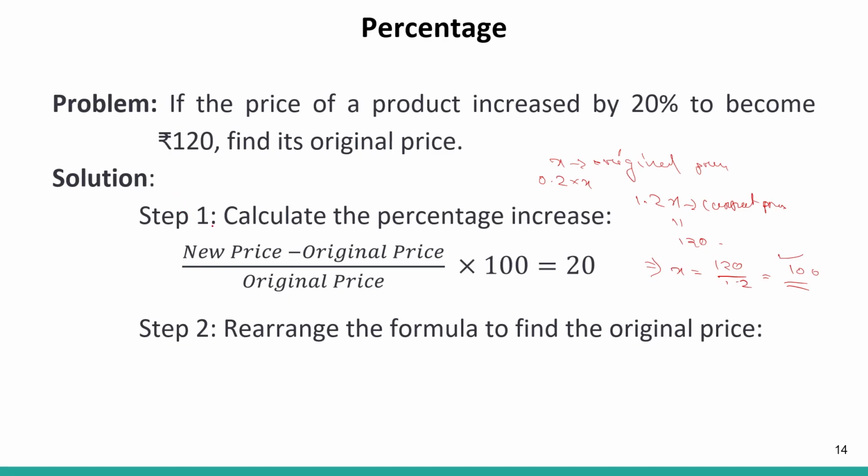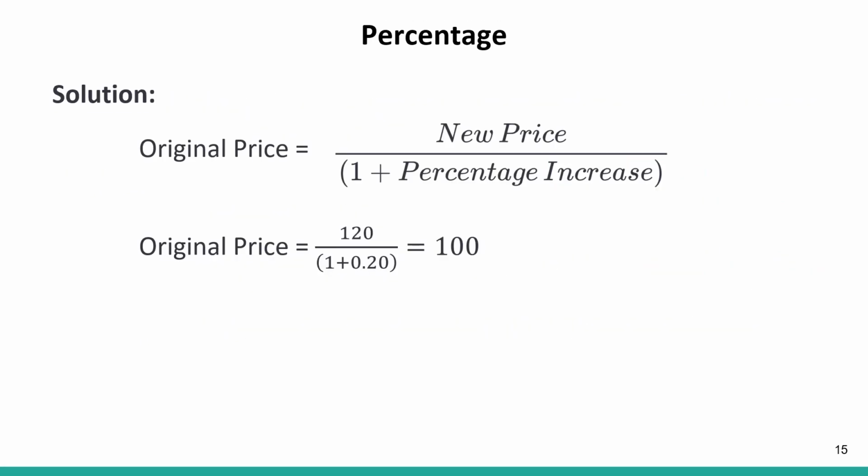So step 1, we calculated the percentage increase: new price minus original price, divided by original price, into 100, is equal to 20, because it became 120. Now rearrange the formula to find the original price. Original price is equal to new price by 1 plus percentage increase. So original price is 120 by 1 plus 0.20, that is 1.2, that will be 100. So 100 is the final answer.